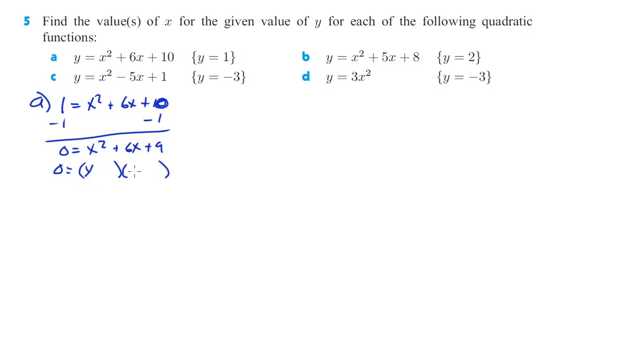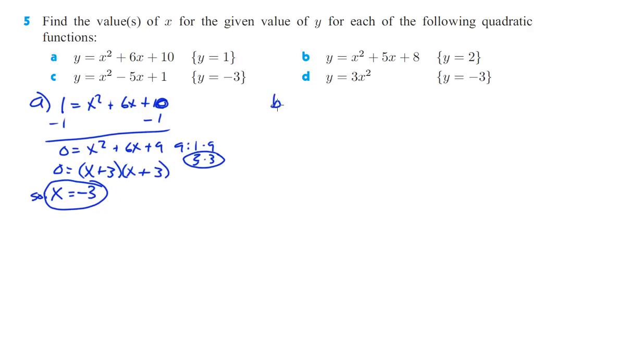Leading coefficient is 1, so it's going to be x times x. Factors of 9 that add up to 6: 1 times 9, or 3 times 3. 3 times 3 adds up to 6, so I'll put 3 and 3. They have to add up to positive 6, so they're both going to be plus. Since there's an equals, we actually have to come up with what x equals. So x will have to equal negative 3, since negative 3 plus 3 gives us 0. So it's just plain old x equals negative 3.